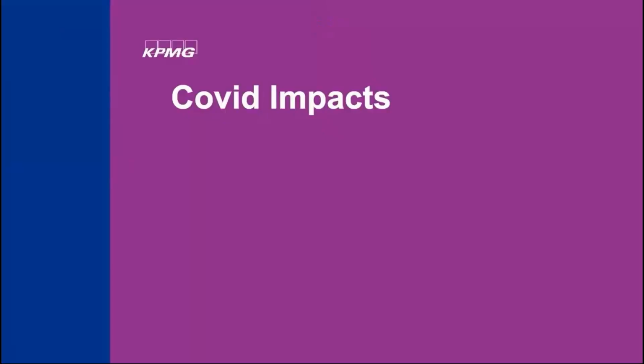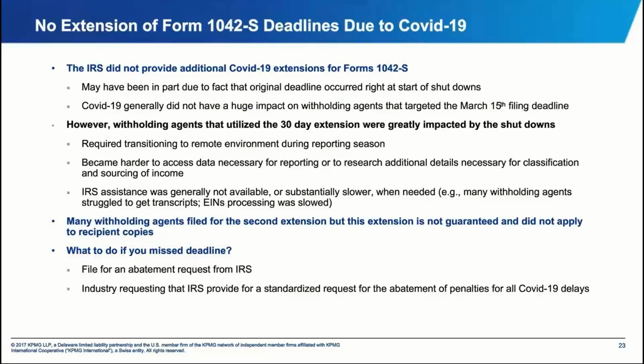I'm briefly just going to cover some COVID impacts. We didn't see a lot of COVID impacts with respect to Chapter 3. For foreign financial institutions that had FATCA reporting and Common Reporting Standard reporting for accounts of U.S. persons outside the U.S., we saw a lot of relief. We saw a lot of delays in the reporting, and we still, every day, see countries announcing additional delays.